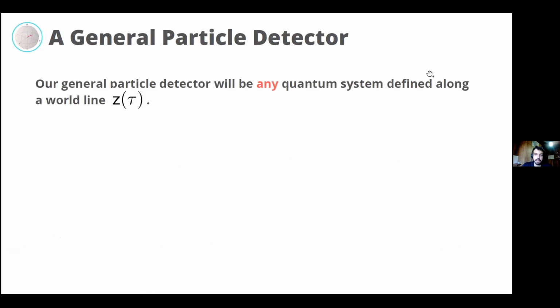The thing is, if it's a non-relativistic system, then it's not a quantum field theory. So it's a zero-dimensional quantum field theory. It must be supported along a curve. So we pick a time-like curve, z of tau, nice. And we pick any quantum system that we want that is defined along this curve. So there's a Hilbert space associated to it, and time evolution within this non-relativistic quantum mechanical system happens with respect to the proper time of the curve.